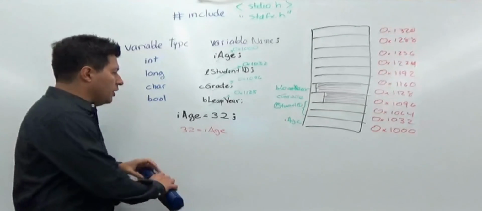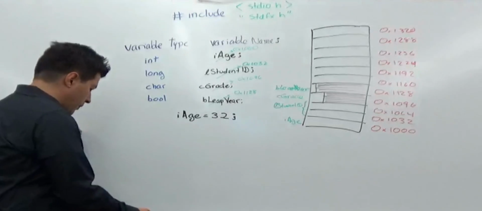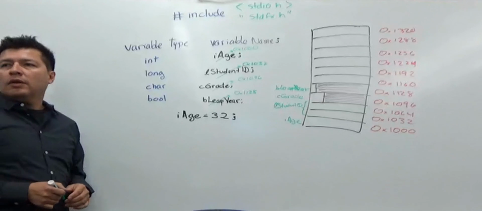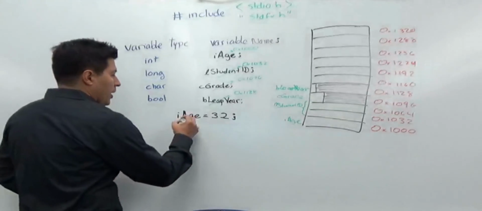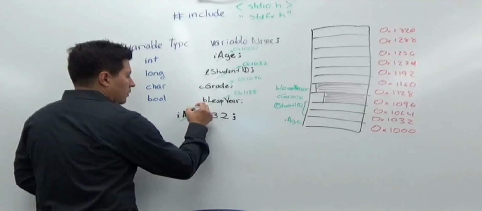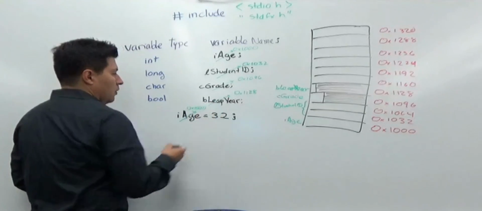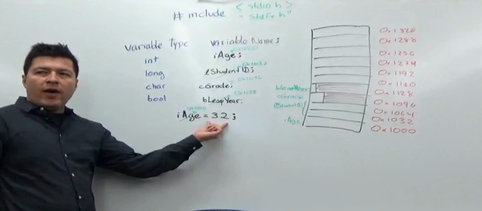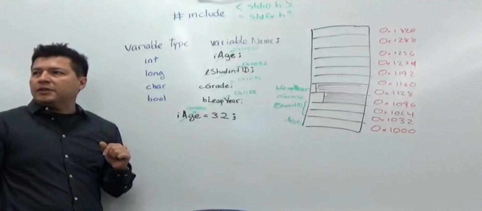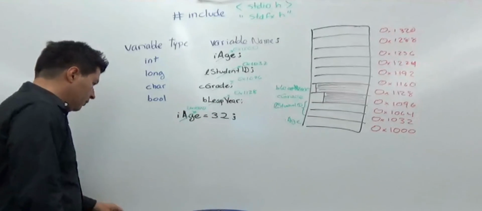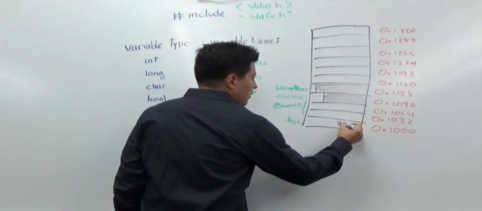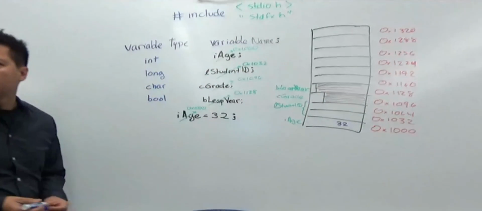So what the computer does, remember, it replaces the variable name with the address. Right? So it's going to say, I got this value 32, put it in address 1000. So I was going to put the binary of 32, I'm sorry, in here.